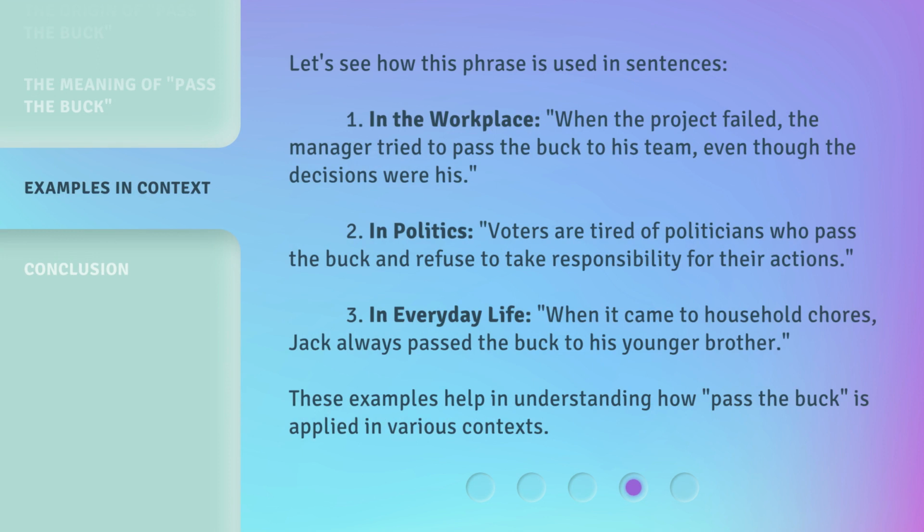Let's see how this phrase is used in sentences. 1. In the workplace, when the project failed, the manager tried to pass the buck to his team, even though the decisions were his. 2. In politics, voters are tired of politicians who pass the buck and refuse to take responsibility for their actions. 3. In everyday life, when it came to household chores, Jack always passed the buck to his younger brother. These examples help in understanding how pass the buck is applied in various contexts.